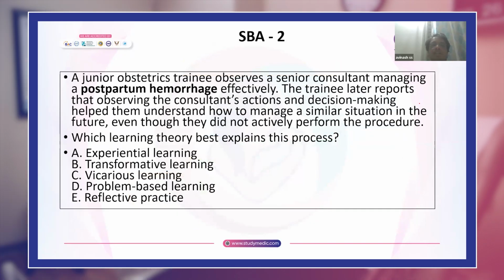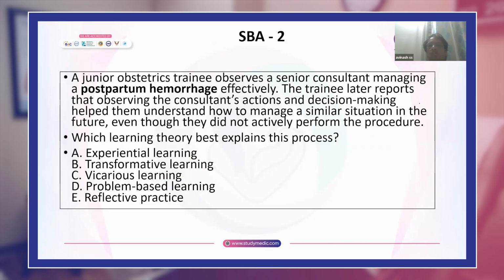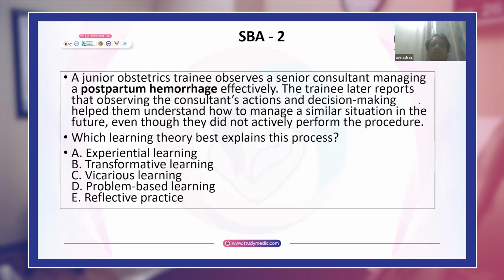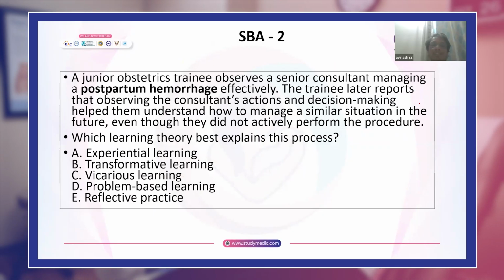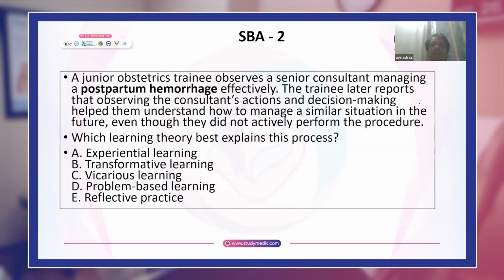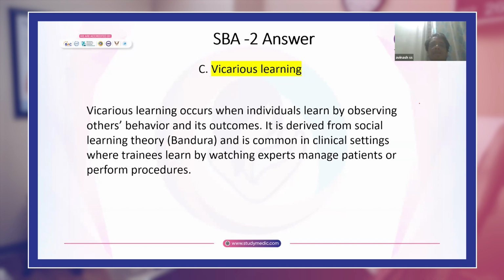A junior obstetric trainee observes a senior consultant managing a PPH. The trainee later reports that observing the consultant's actions and decision making helped the trainee to understand how to manage a similar situation in the future, even though the trainee did not actually perform the procedure. So which learning theory best explains this process? It's a learning theory where he is learning from observing a senior consultant. So this is nothing but vicarious learning.